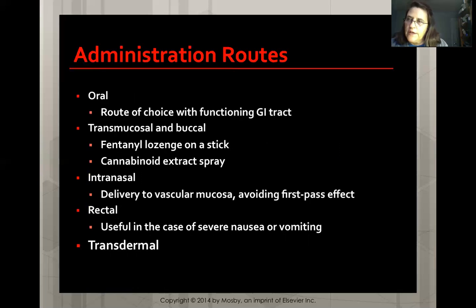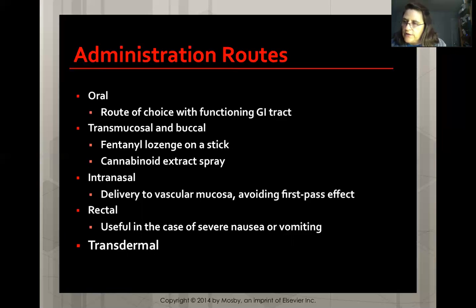Oral administration routes. Oral is the route of choice if you have a functioning GI tract. We can also use a transmucosal and buccal route. Some of those would be fentanyl lozenges on a stick or cannabinoid extract sprays. We have intranasal spray, getting to a very vascular mucosa.